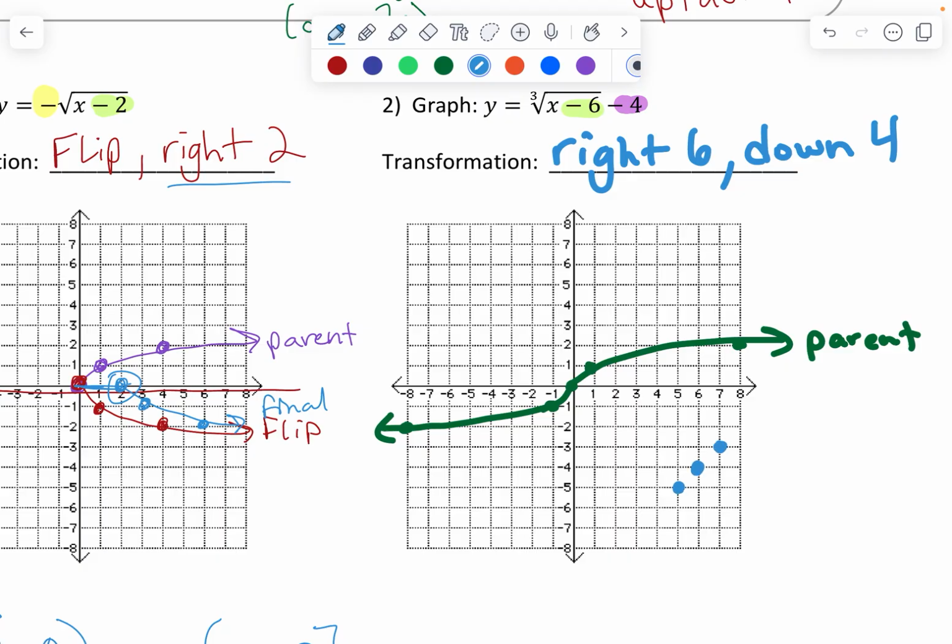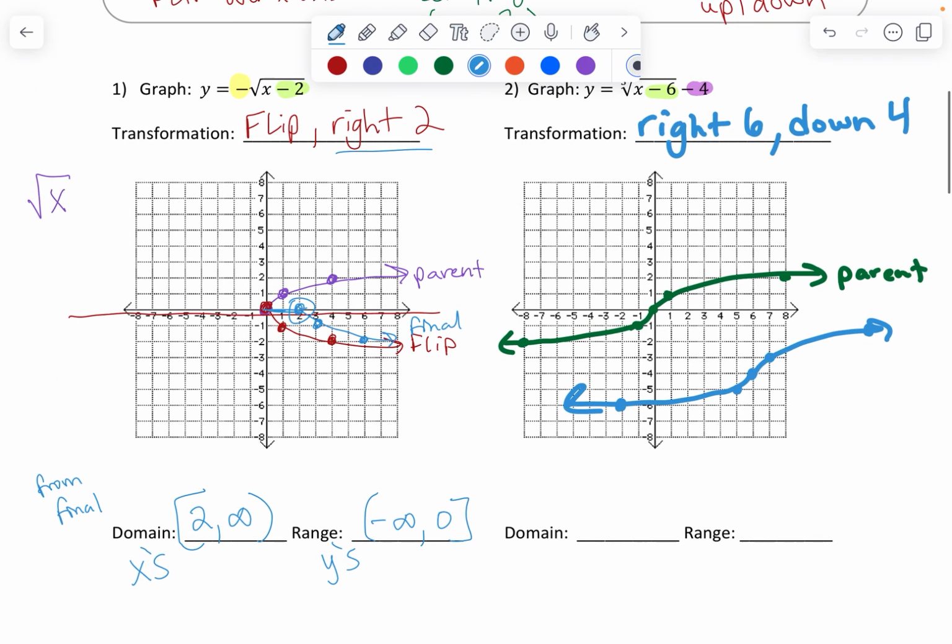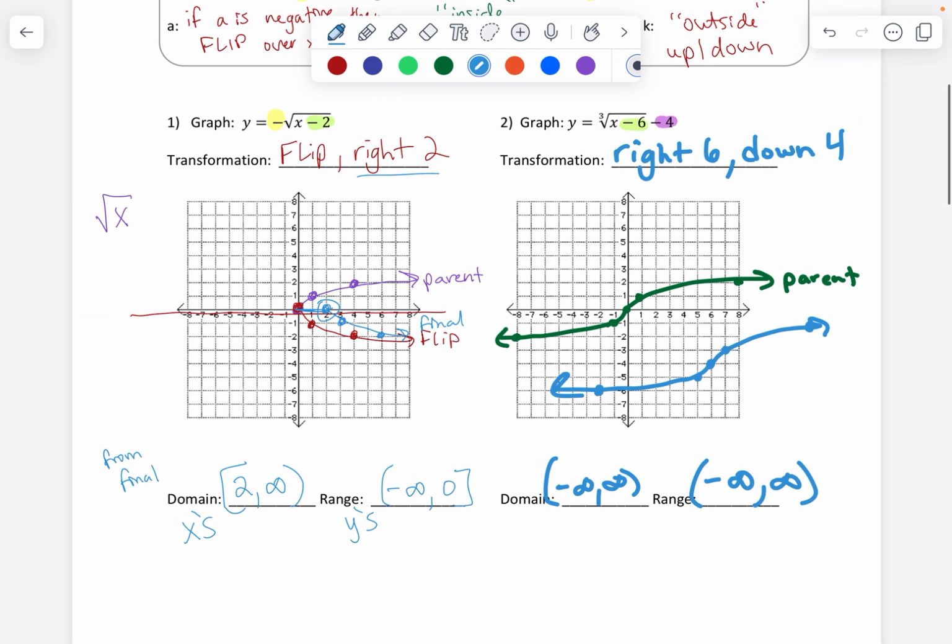I know this one is going to go way off the graph. That's okay, just kind of guess. Right 6, down 4. And then that would be your final. Okay, and then these are nice because they point left and right, and they point up and down. Like there's 2 arrows. The other one didn't have that. So these are negative infinity to infinity every time, okay, for a cube root function.